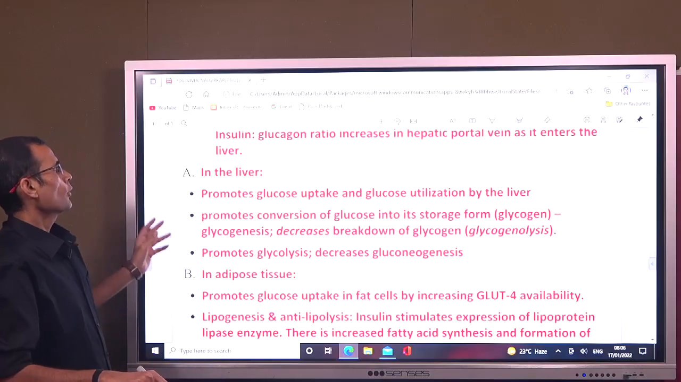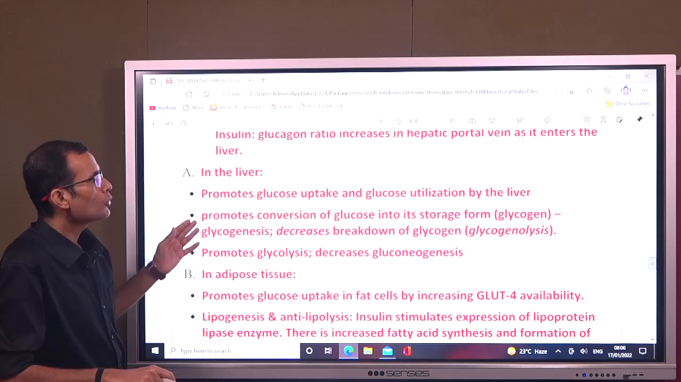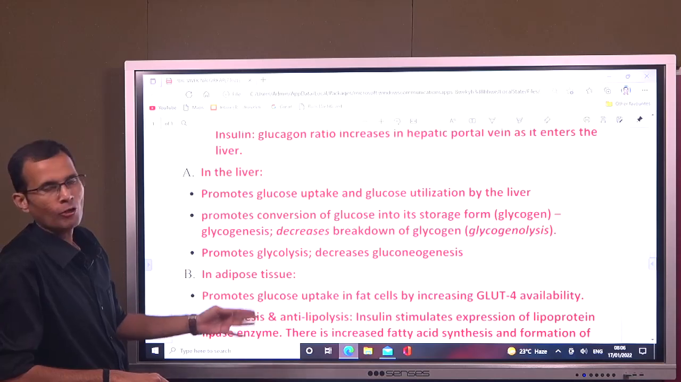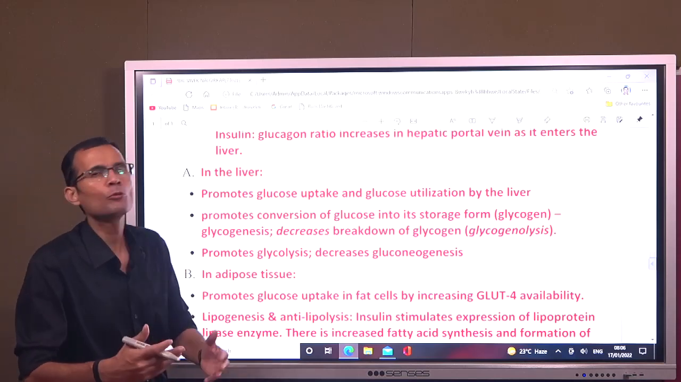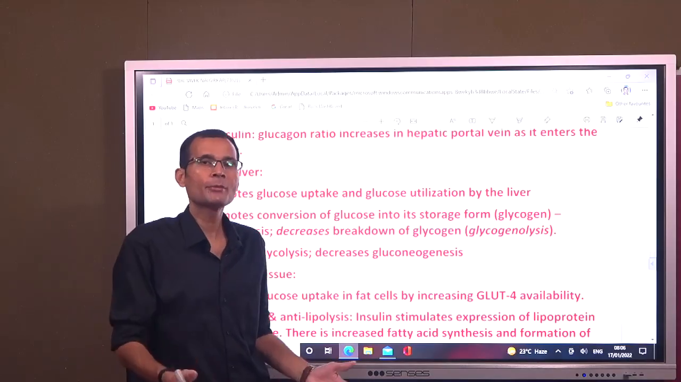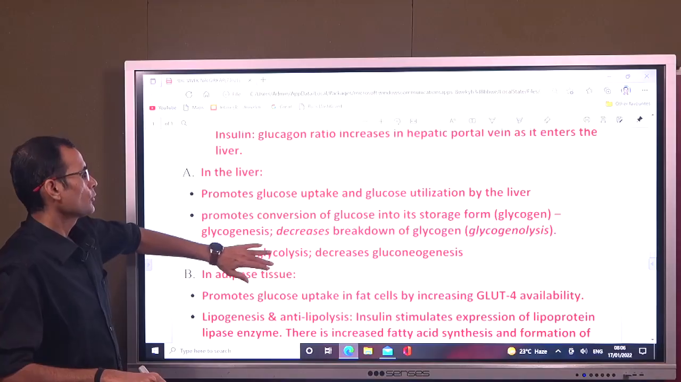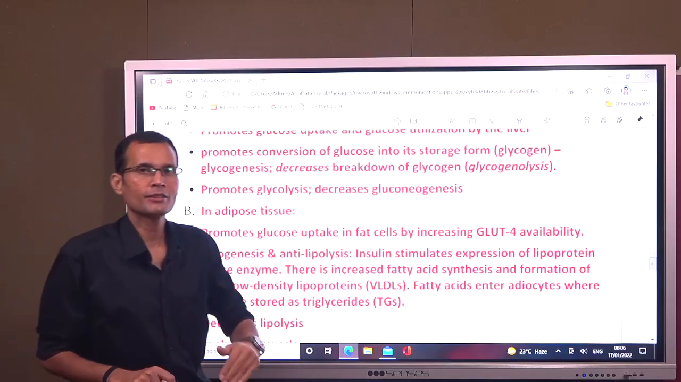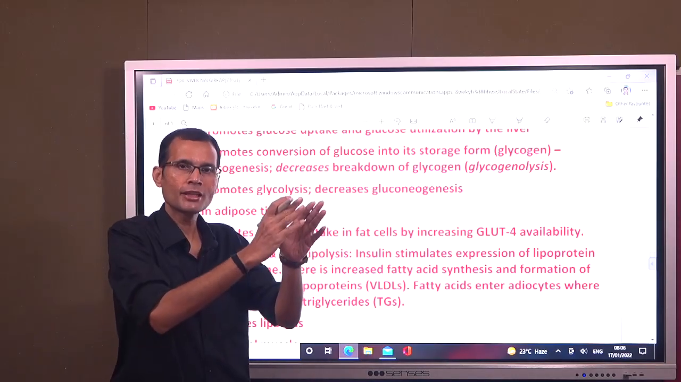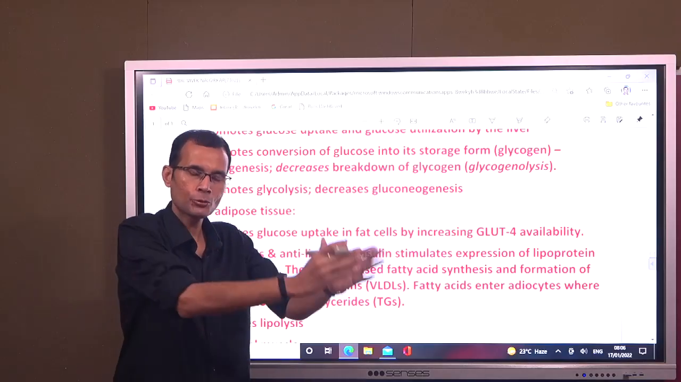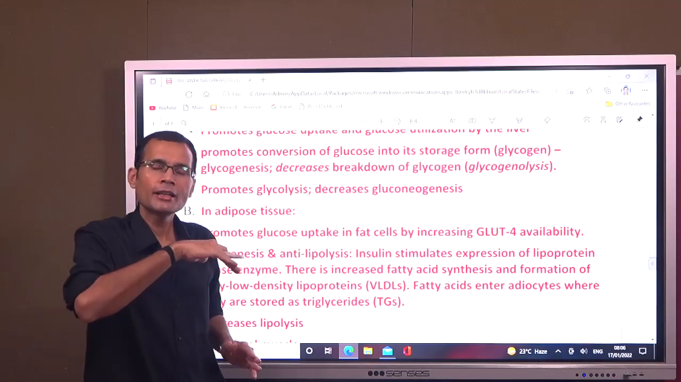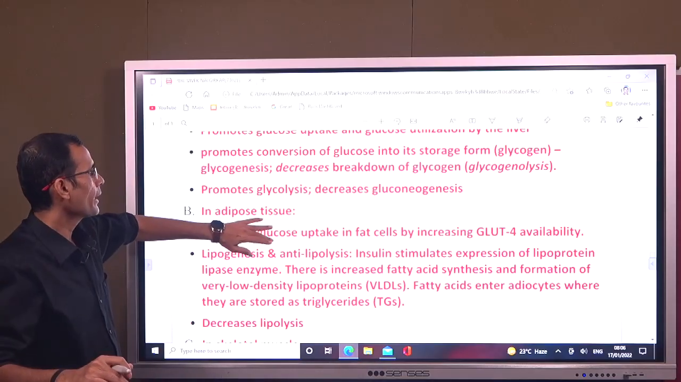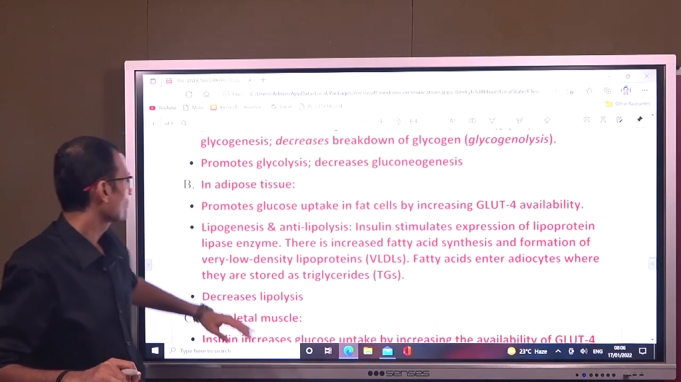Okay, what is the action in the liver? It promotes glucose uptake and glucose utilization. It promotes conversion of glucose into the storage form, that is glycogen. Well, this is now quite obvious. We have described it already at the start of the chapter. So, glycogenesis, and it prevents glycogenolysis. It promotes glycogenesis, glucose will be stored in the form of glycogen, and it prevents glycogenolysis, prevents the breakdown of glycogen.